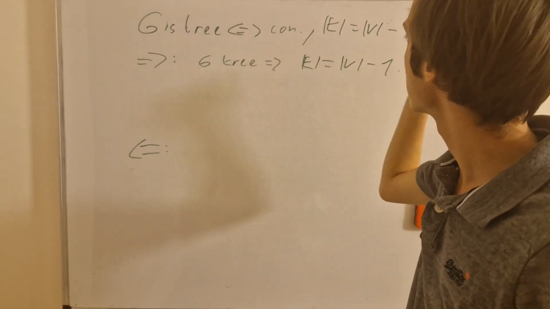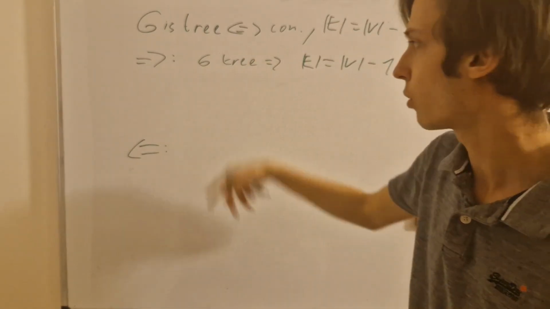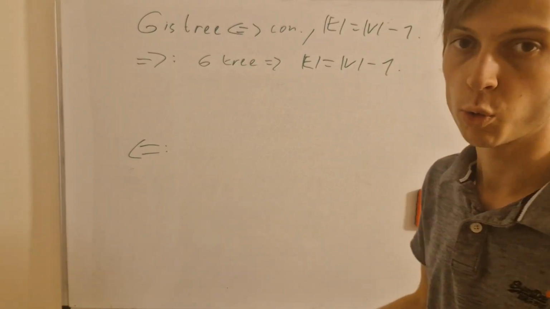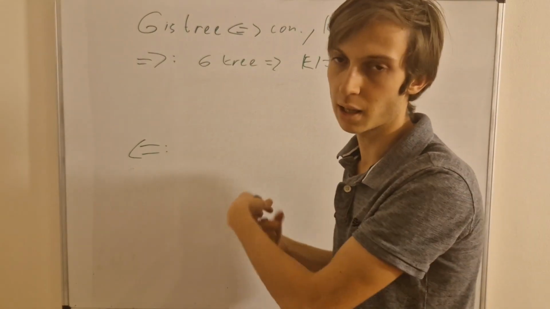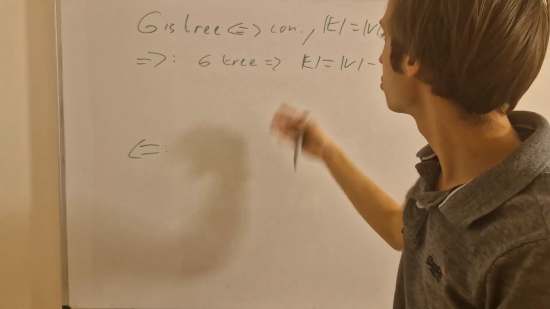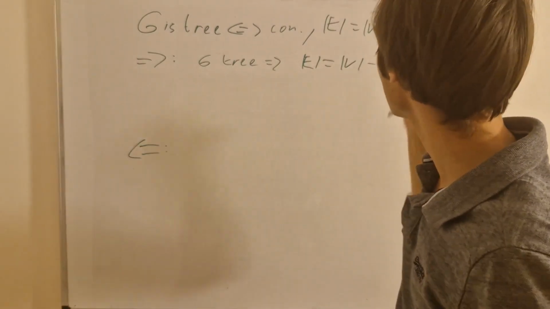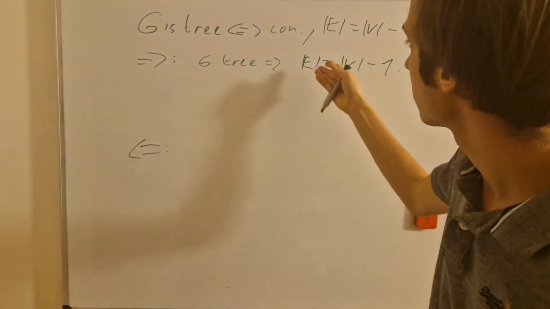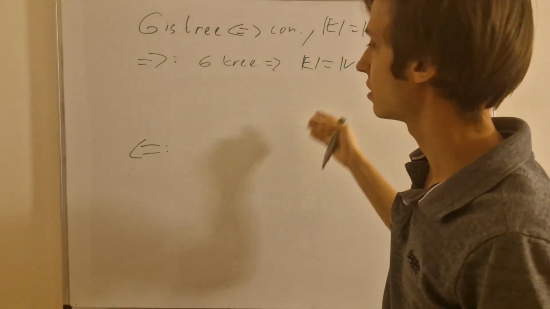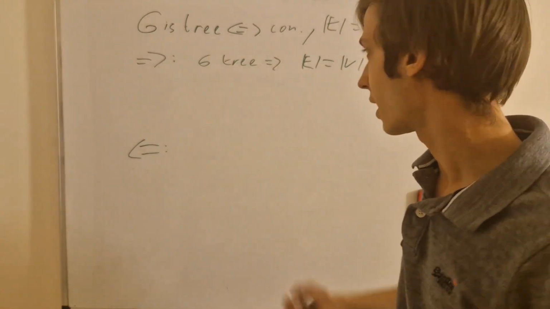We'll prove that G is a tree if and only if it's connected and the number of edges is the number of vertices minus 1. We already have a layout prepared here. We'll do the implication from left to right and from right to left. First, the implication that if it's a tree, then edges equals vertices minus 1. Let's do it by induction.